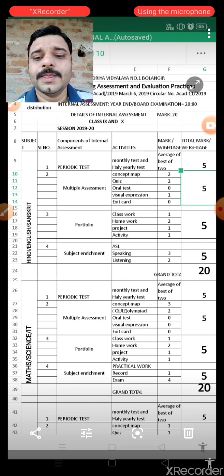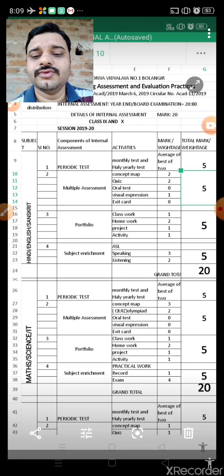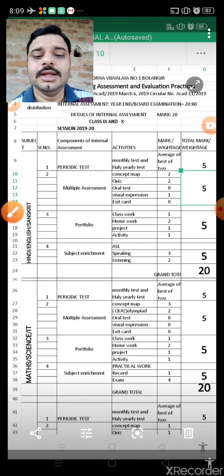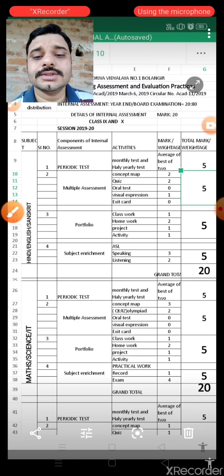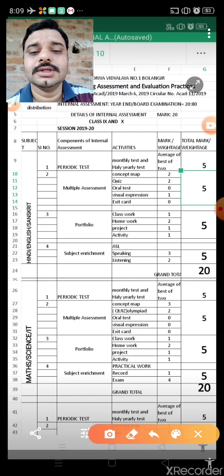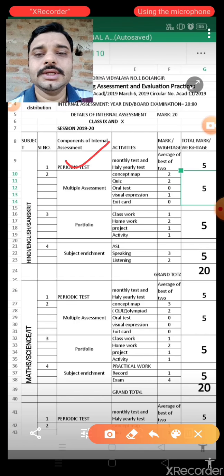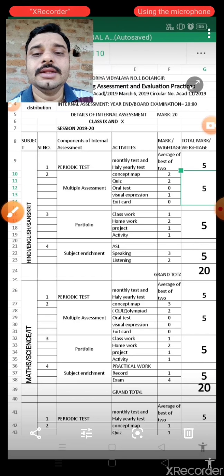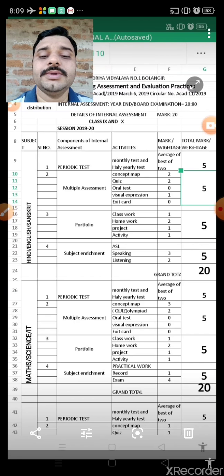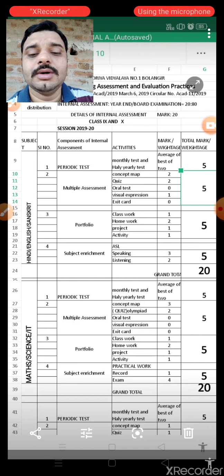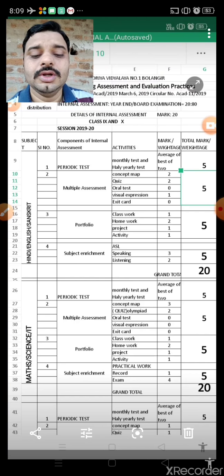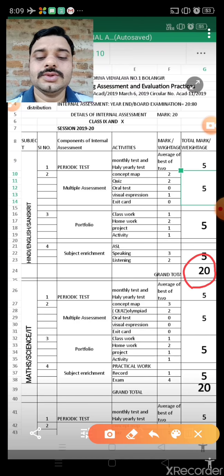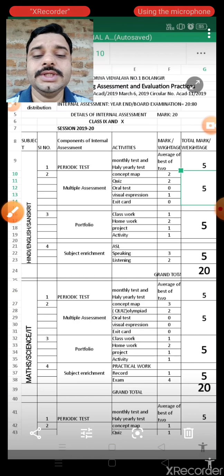You can see in this picture the first part, that is meant for Hindi, English and Sanskrit. In this part there are four broad divisions. First one is your periodic test. It is not only periodic test, actually best two tests within the year, then multiple assessment, then another is portfolio, and then subject enrichment. So these are the broad divisions, and from these you will accrue 20 marks in total. So what are these 20 marks? Let me explain to you in detail.